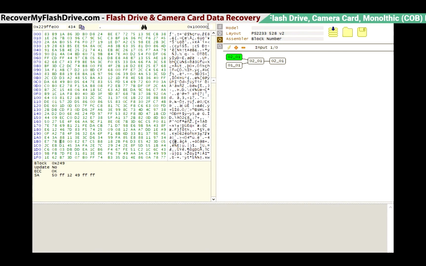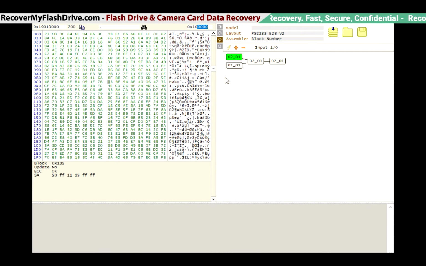Okay, so in Flash Extractor, this is the jump by address, this is the search bar, this is the address box, this is the hex editor over here. This is how Flash Extractor is parsing the spare area. This is the spare area. This is telling you that the ECC is okay. It's not an update block, and this is the block number right here.